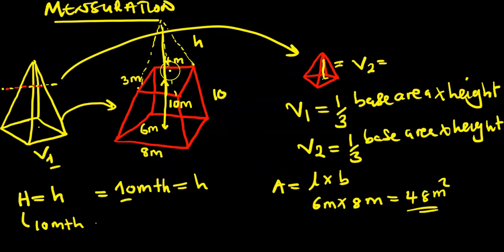Then now, what is the base area on top here? The base of the small pyramid. What is the base area here? So the base area there, you're going to also find base area A is equals to L times B. So what is the base area if we are to replace? This side is 3, the other side is 4. So 3 meter times 4 meter. This one gives us 12 meter square.